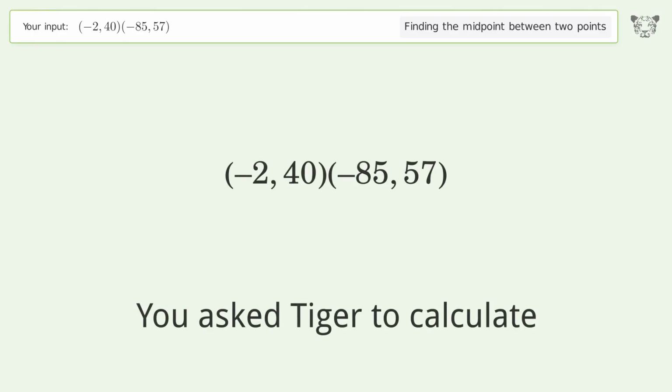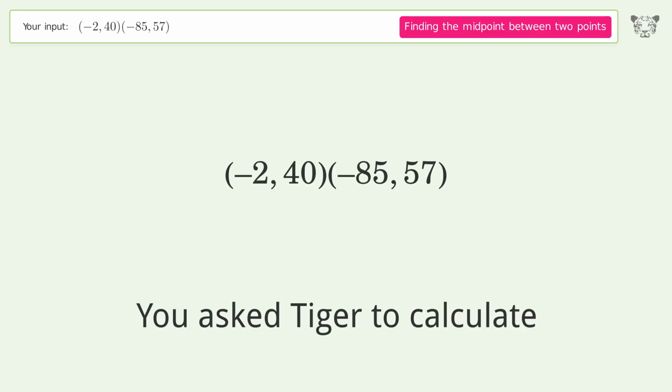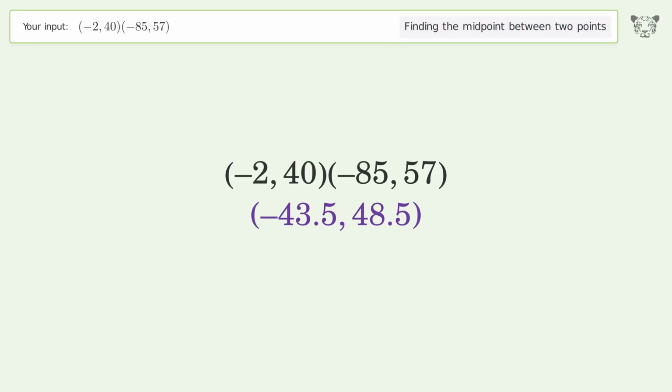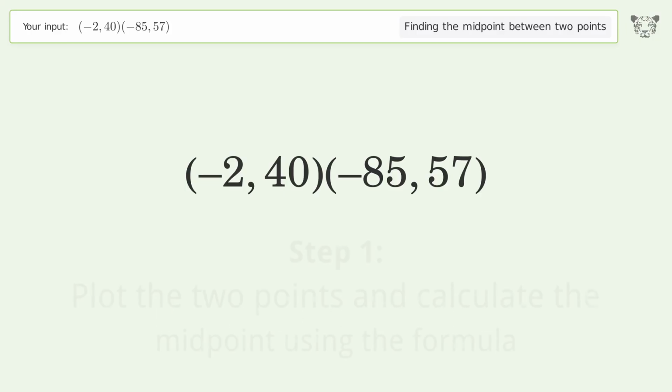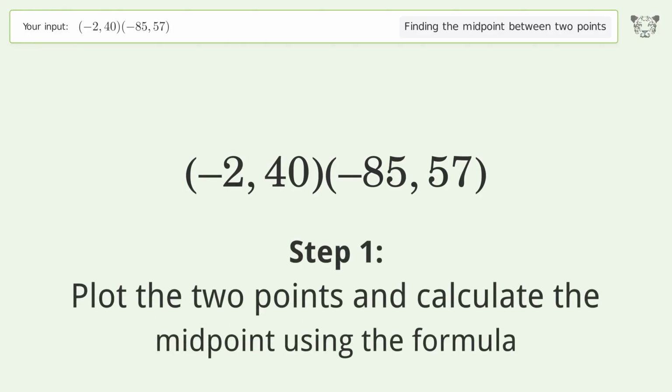You ask Tiger to calculate. This deals with finding the midpoint between 2 points. The midpoint between the 2 points is negative 43.5, 48.5. Let's solve it step by step. Plot the 2 points and calculate the midpoint using the formula.